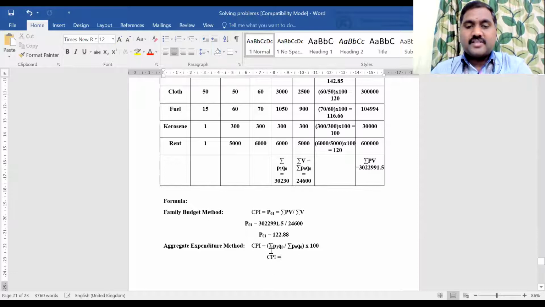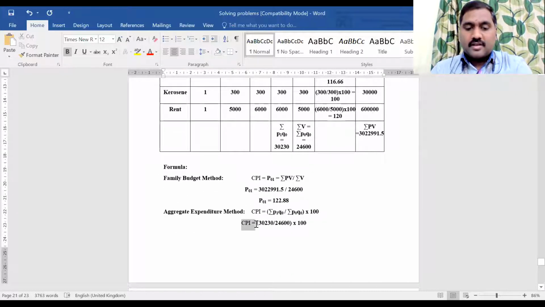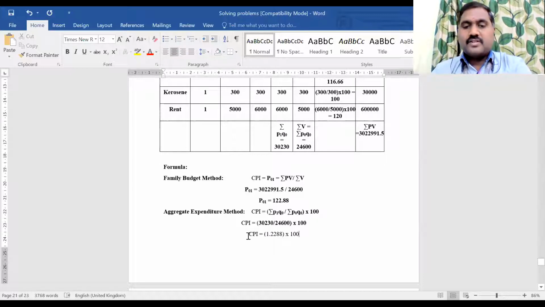And the aggregate expenditure method, see, this is the formula. Summation P1 Q0, 30,230, divided by summation P0 Q0, that is also 24,600, into 100. So as per the aggregate method, the consumer price index value will be 30,230 divided by 24,600. We will get 1.2288 into 100. So what is the value?